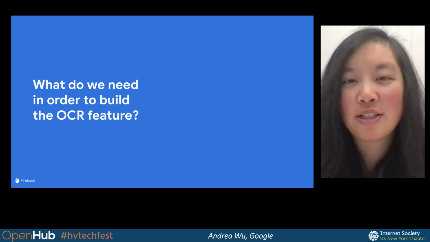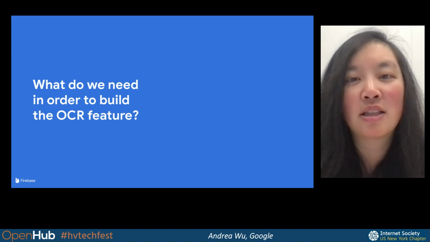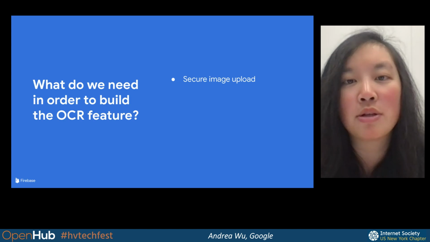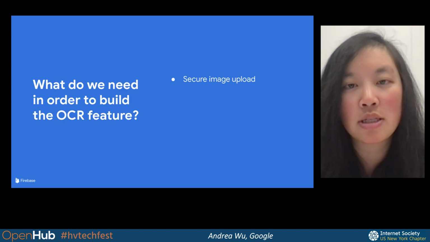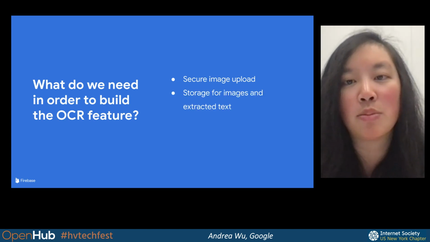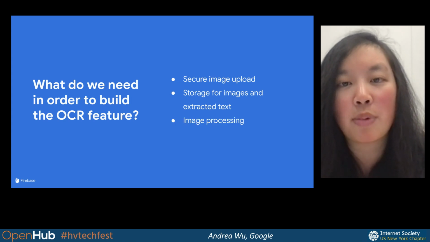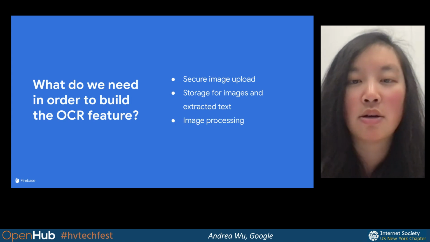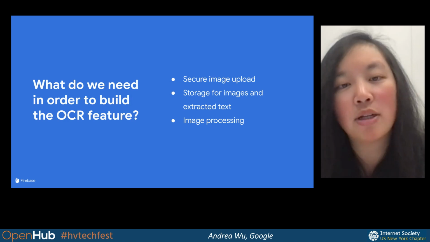Diving a little bit deeper into what we want our app to look like, here's some of the needs that we'll define. So we want to be able to securely upload our receipt images. We want to store these receipt images and extract the text. And we want to do some image processing based on the uploaded receipts. So this sounds pretty complicated, but let's see how we can do it.